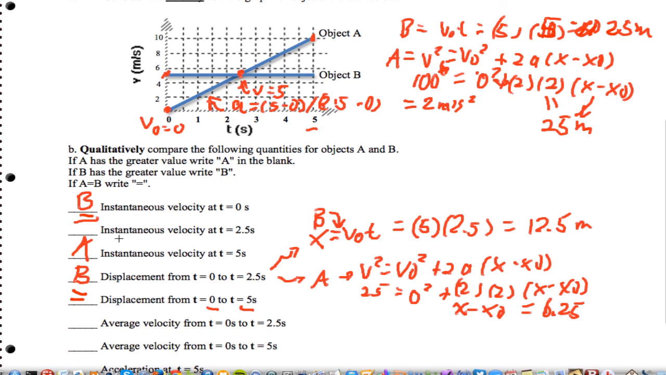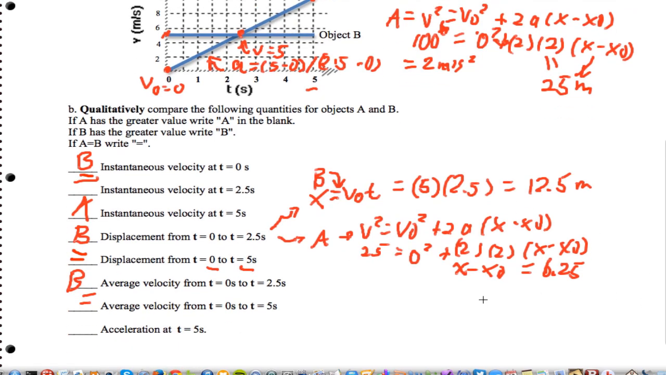Now, again, to compare average velocity, I just take the displacement and divide it by time, so the answer should be equal once again. When I compare the acceleration, object B has no acceleration, whereas object A actually does have one. So object A is the correct answer for that one.